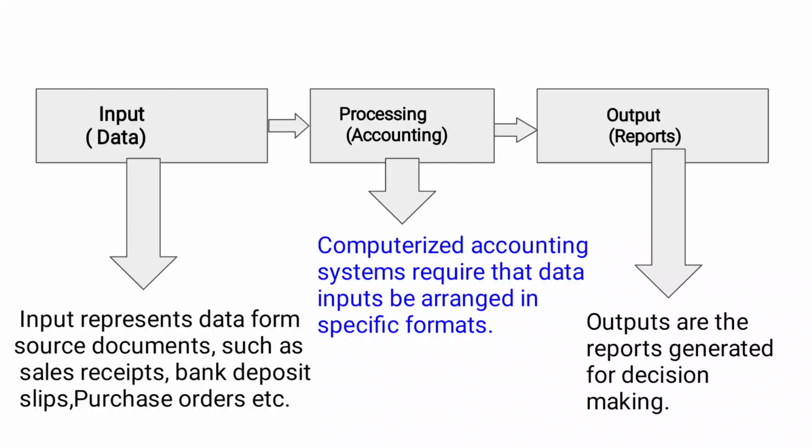Then outputs are the reports generated for decision making. These may be like statement of debtors, inventory, trial balance, creditors, income statement, balance sheet and so on.